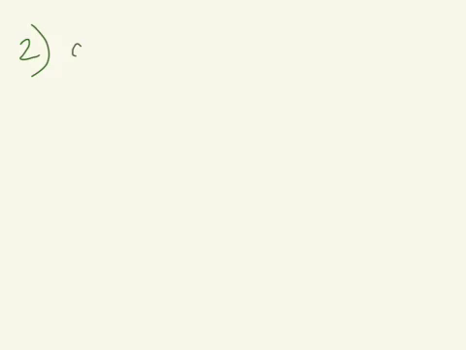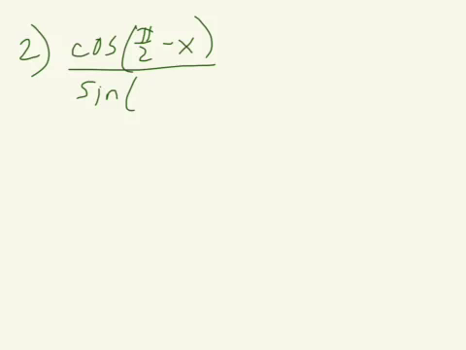Okay, number 2. This is another pretty short one. We'll do cosine of pi over 2 minus x over sine of pi over 2 minus x. And that should equal, believe it or not, just tangent x. Looks maybe kind of strange.